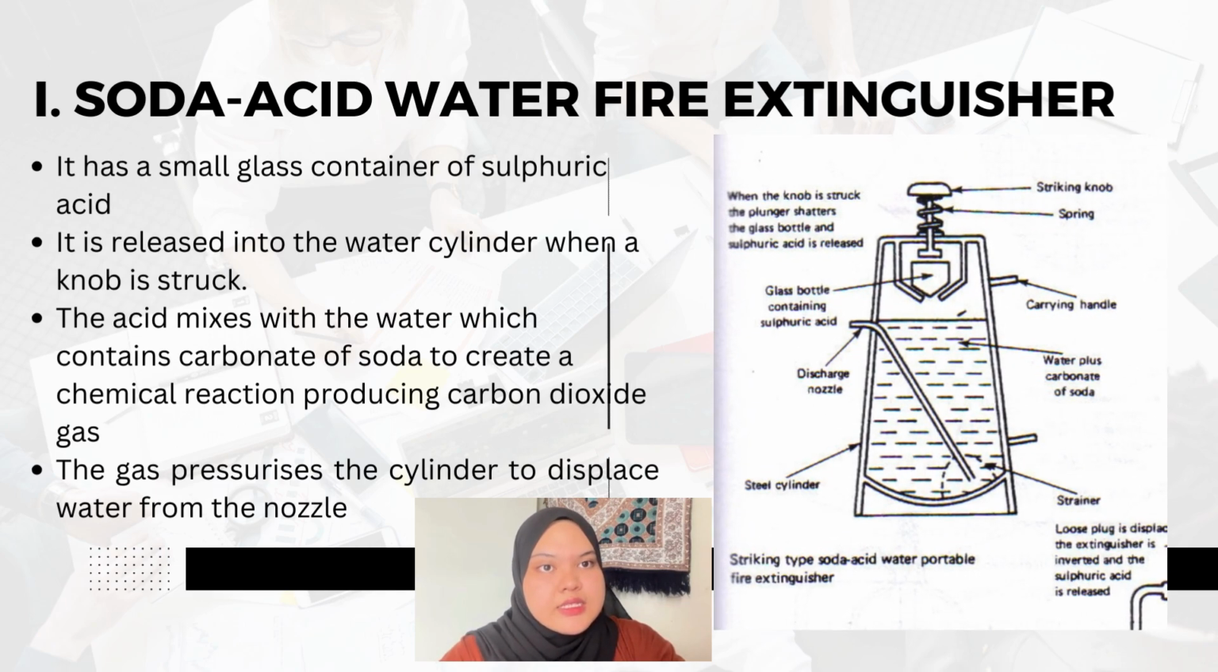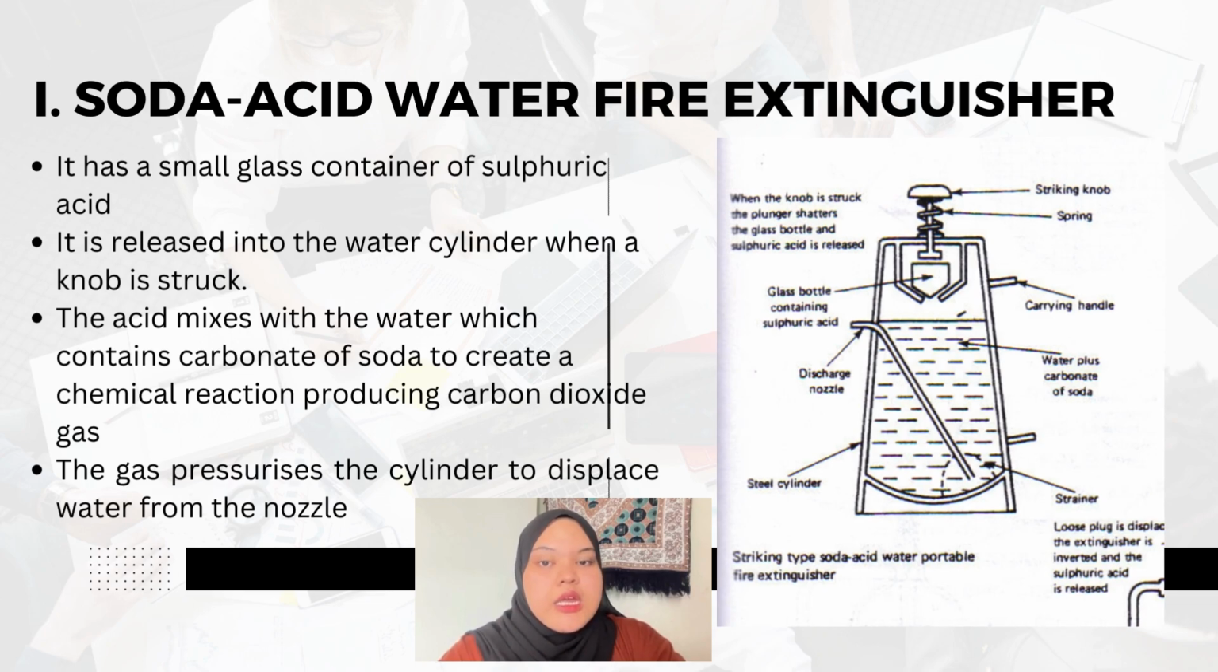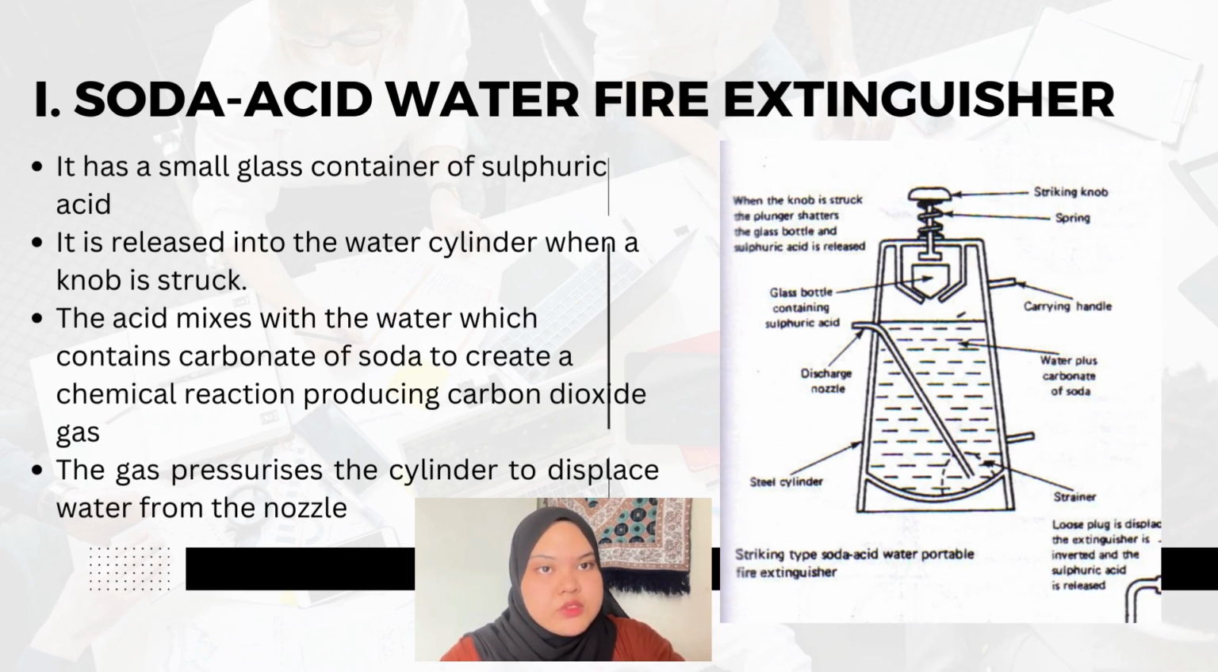Firstly is the soda acid water fire extinguisher. It has a small glass container of sulfuric acid. It is released into the water cylinder when a knob is struck. The acid mixes with the water, which contains carbonate of soda, to create a chemical reaction producing carbon dioxide gas. The gas pressurizes the cylinder to displace water from the nozzle.